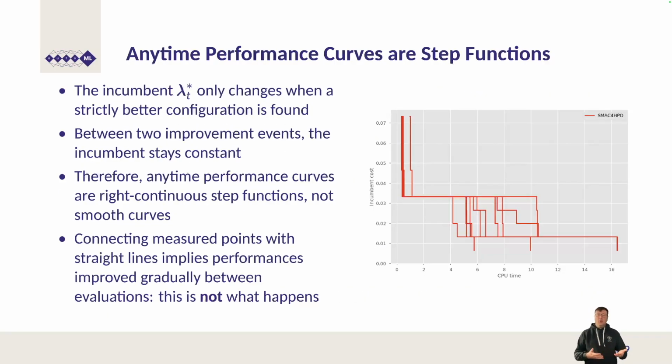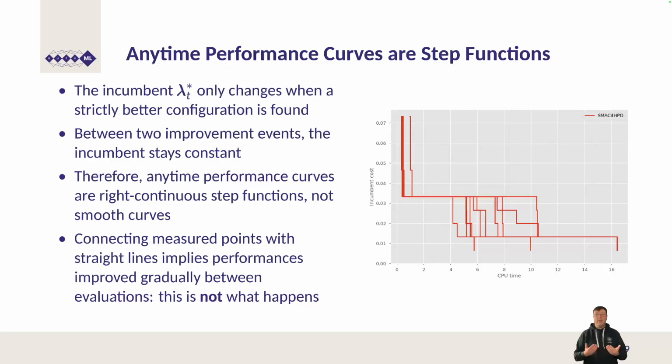Before we discuss how to aggregate curves across multiple runs, we need to establish a fundamental property of individual curves. They are step functions. The incumbent is defined as the best configuration found up to time t. Its risk is the minimum over all configurations evaluated so far. This quantity only changes when a strictly better configuration is found. At that moment, the curve steps down to the new incumbent's risk. Between two improvement events, the incumbent and its risk stay constant. There's no gradual improvement between evaluations.